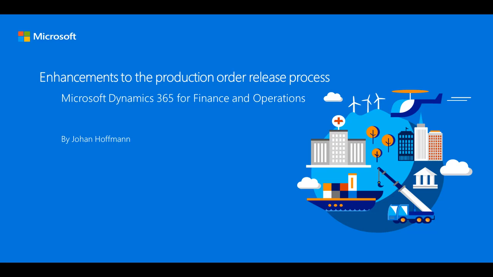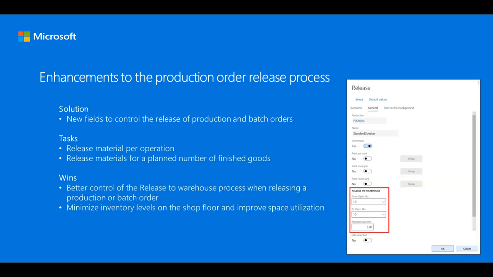In this video, we are going to talk about enhancements to the production order release process. This illustration shows the production order release dialog box. A new field group called Release to Warehouse has been added. In the From Operation Number and To Operation Number fields, you can limit the release of materials to specific operations. In the Release Quantity field, you can limit the release of materials to a partial quantity of the production order.